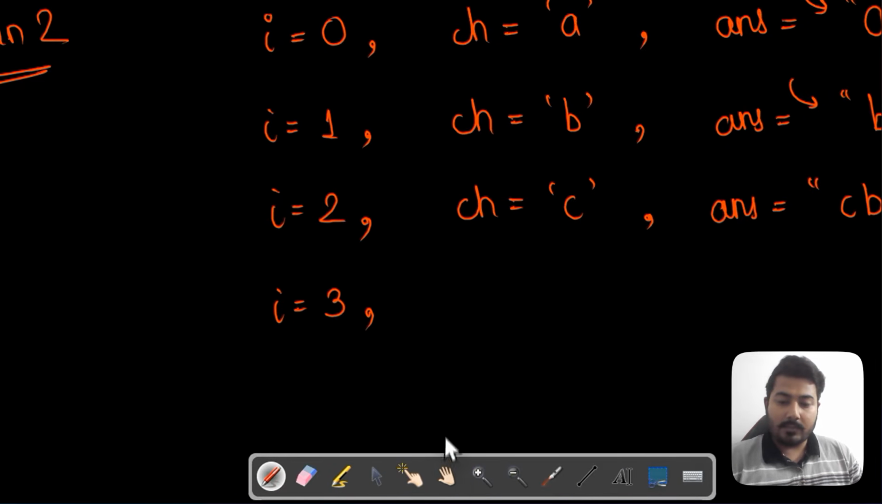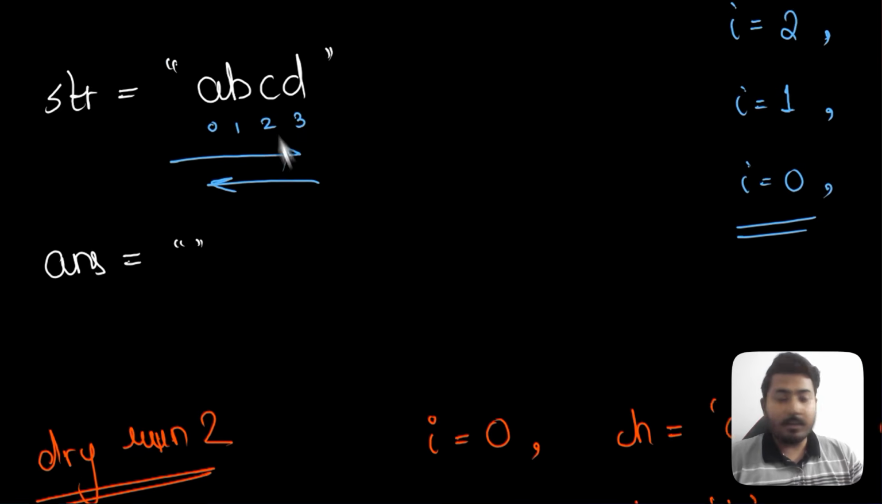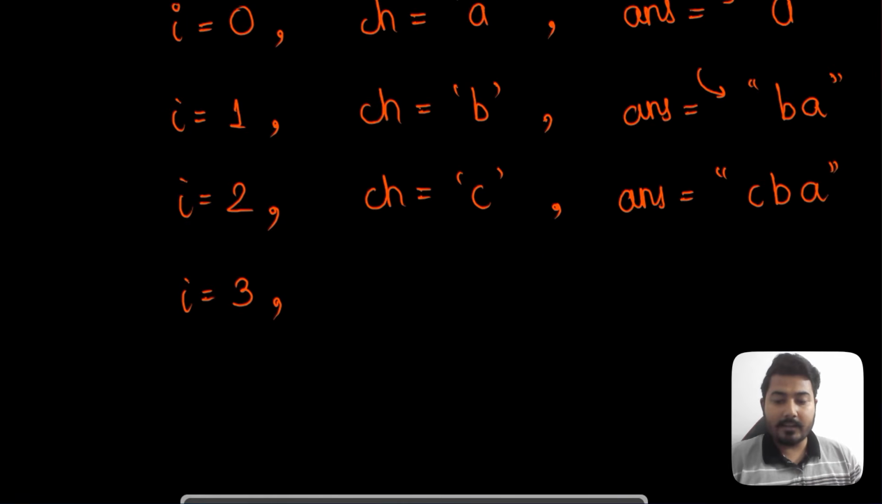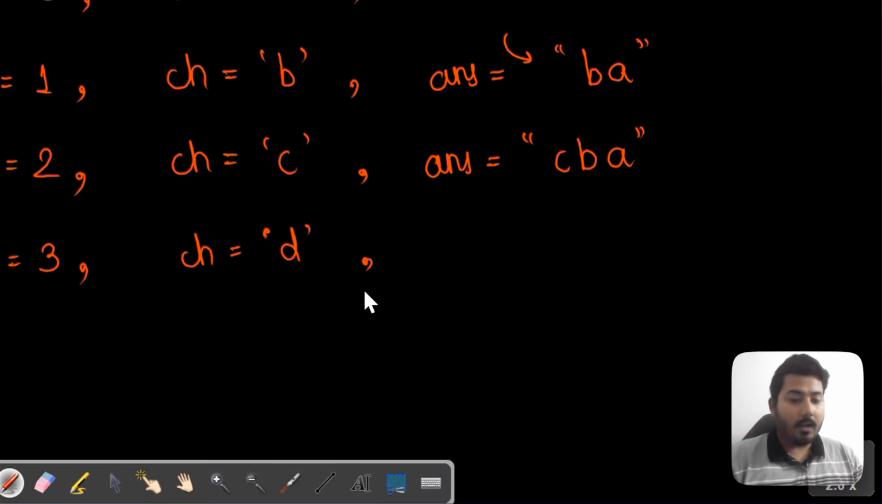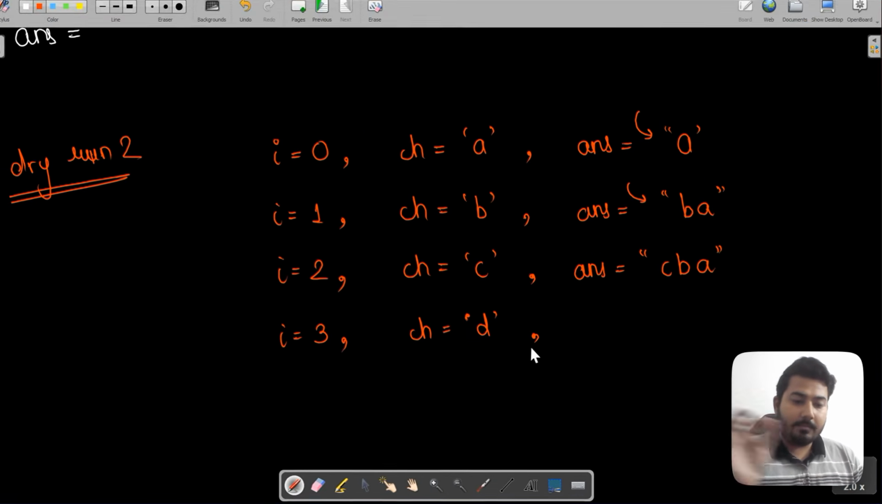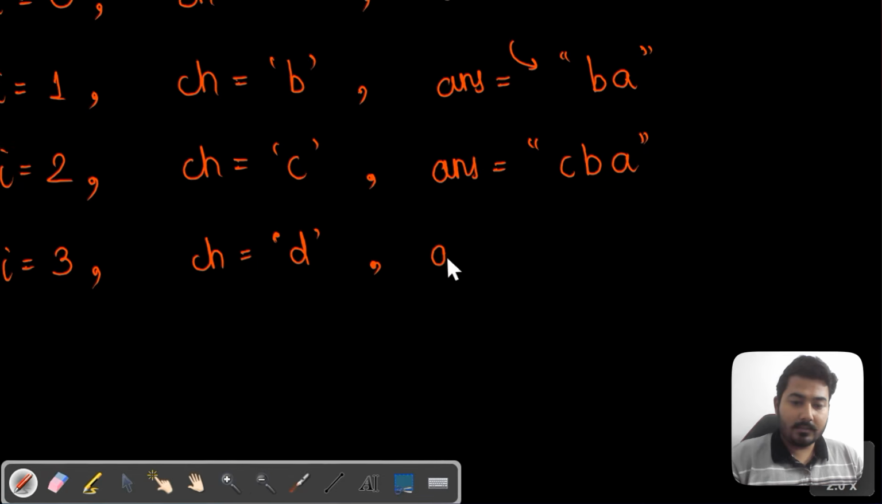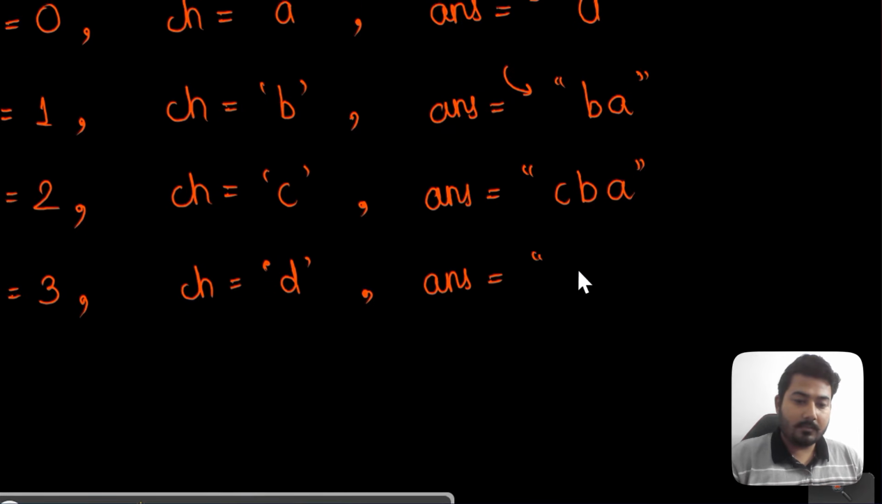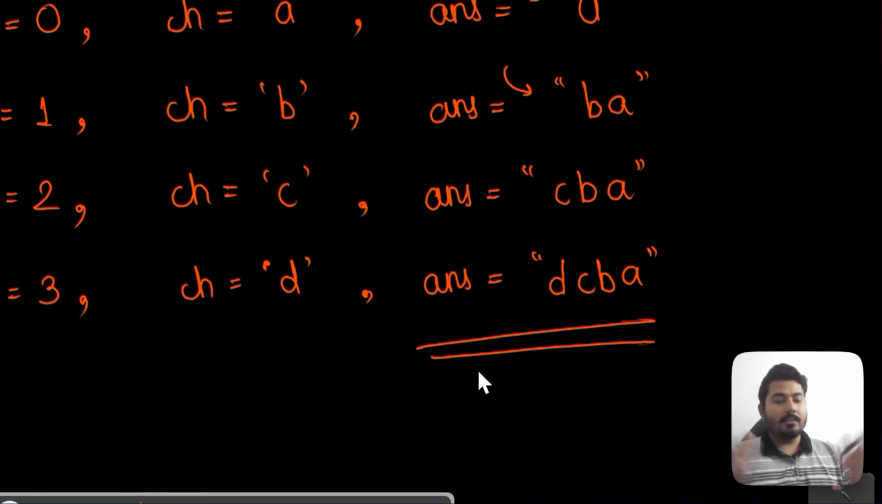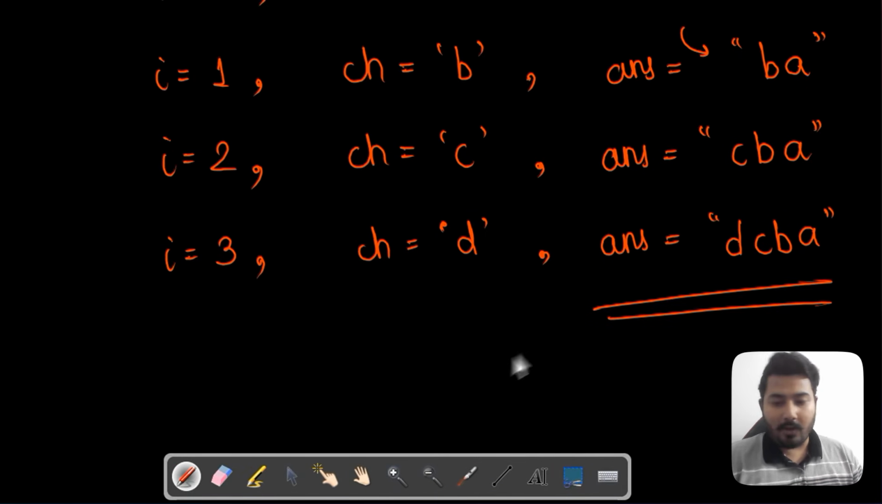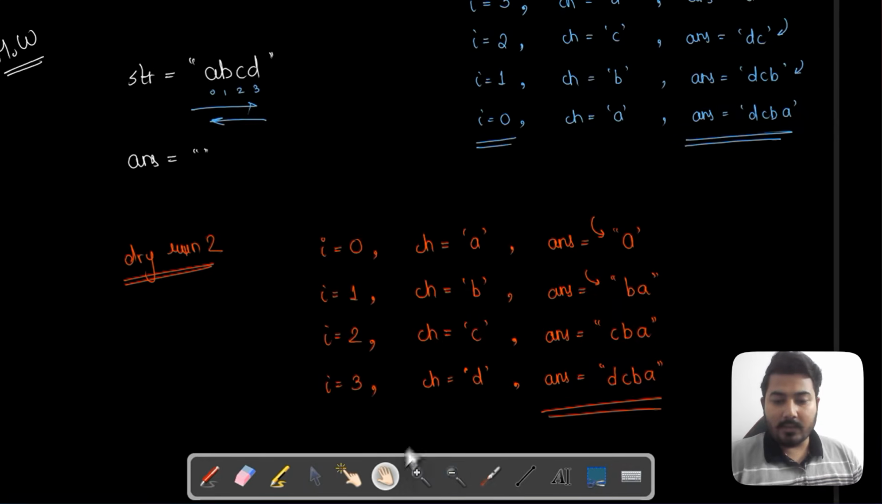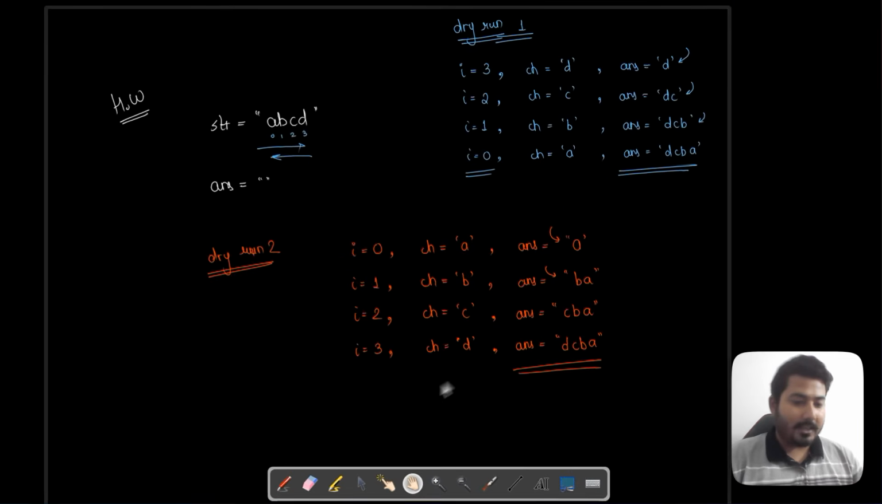Again, one last time, do the exact same thing. At i equal to 3, at the third index, what is the character that you will get? You will get the character small d. Now again, concatenate it at the beginning of your answer. Your answer will become DCBA. And then you can print your answer. All right, great. Try that on your own, and then we will move to the next part.